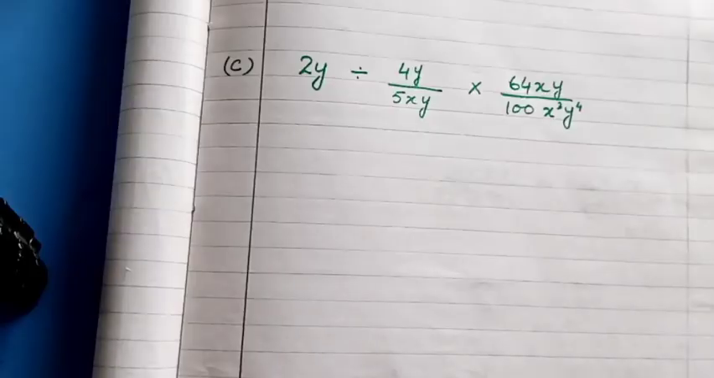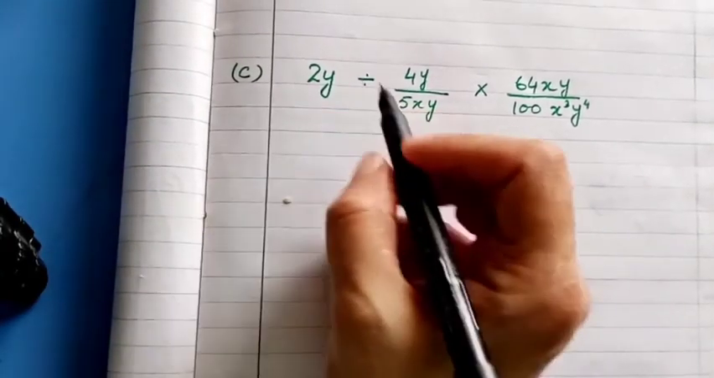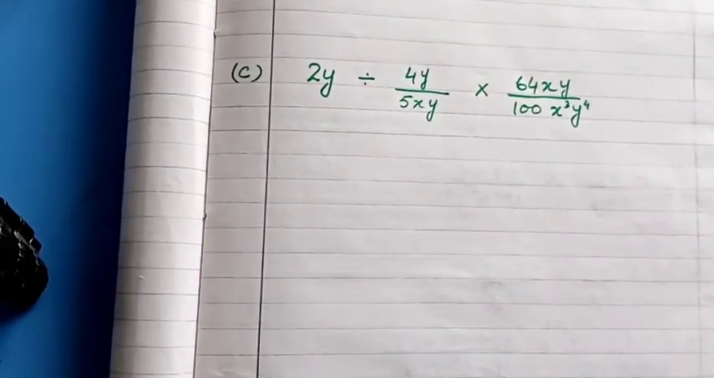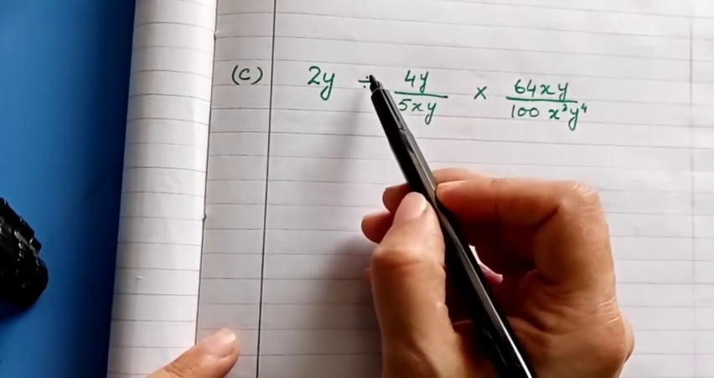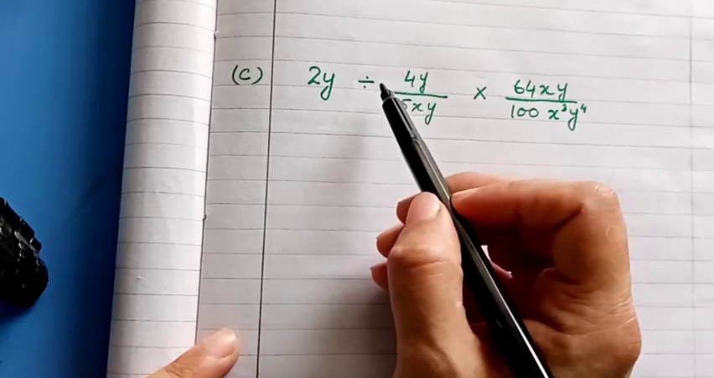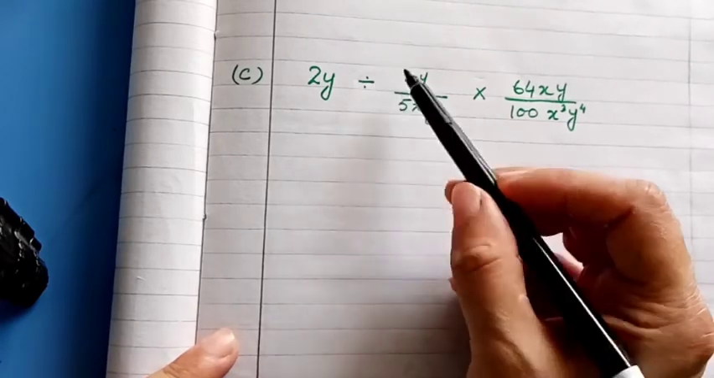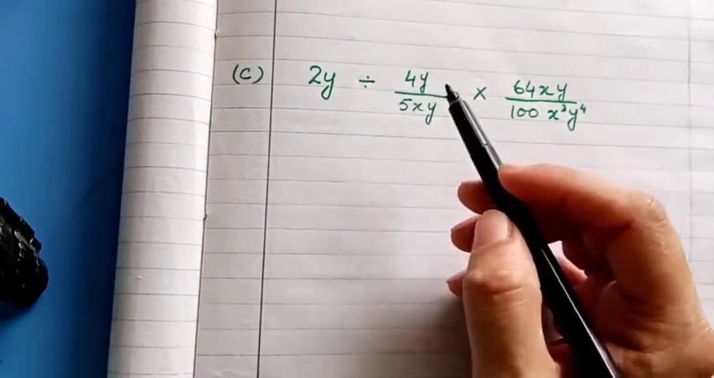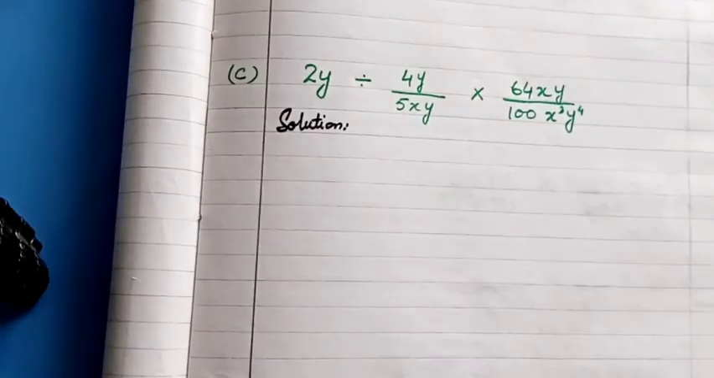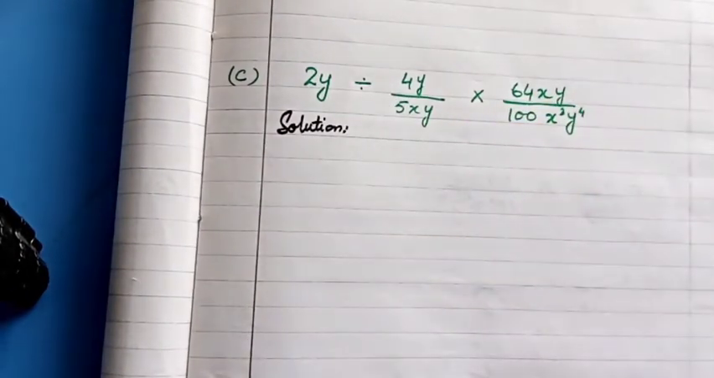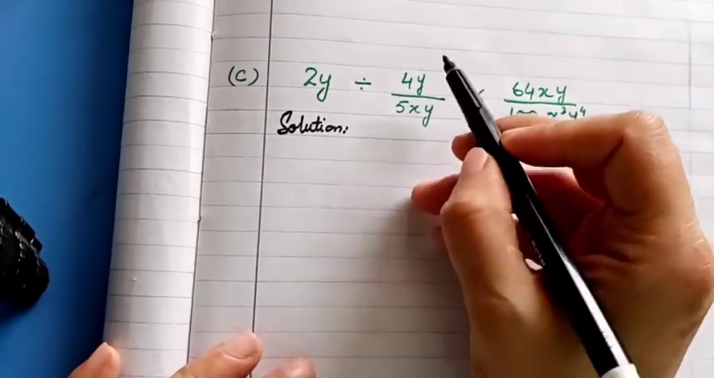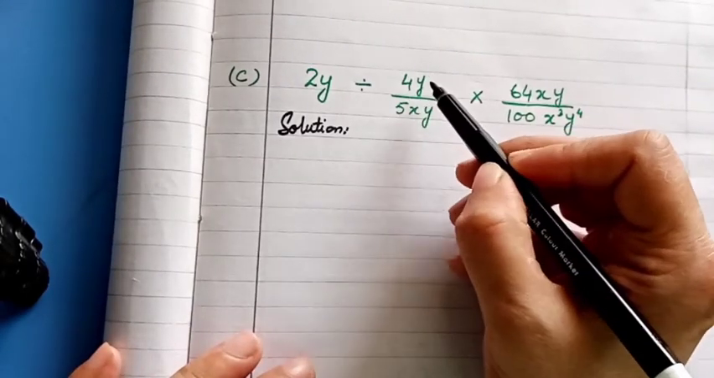Now I am solving question number 6 part C for you. Here we have a divide sign. Whenever we have a divide sign, we have to convert it into a multiplication sign by reciprocating the term present on the right hand side. So I am changing this divide sign into a multiplication sign by reciprocating this term.